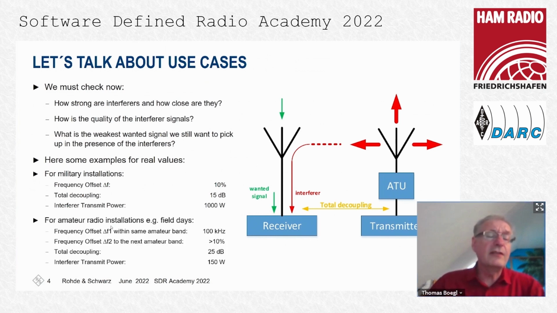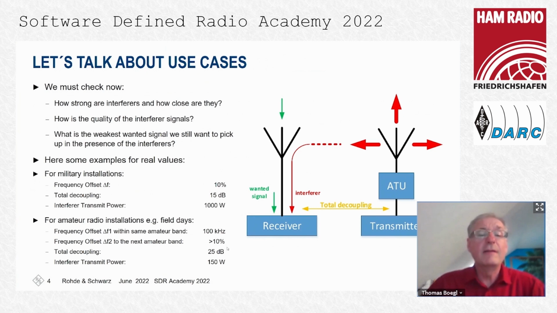The second example is derived from radio amateur installations like in field days. And here we have first smaller frequency offsets. For instance, if we are in the same amateur radio band, for instance, CW on the low side of the band and single sideband voice in the higher side of the band, so we have roughly 100K difference. If we go to the next amateur band, either above or below, we have at least 10% and more.